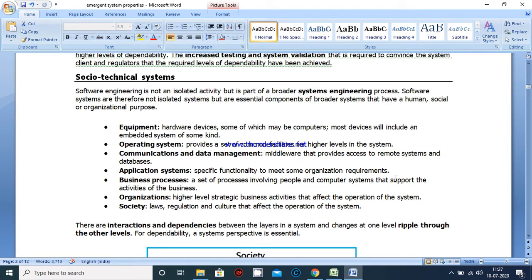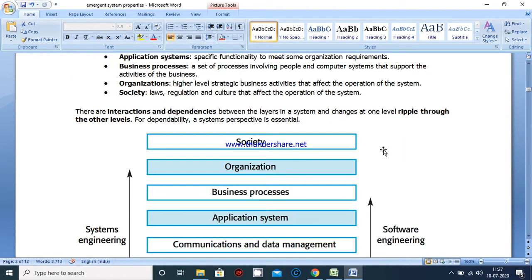Next, business processes, a set of processes involving people and computer systems that support the activities of the business. Next, organizations, higher level strategic business activities that affect the operation of the system. Next is society, meaning rules and regulations, laws, culture that affect the operations of the system. There are interactions and dependencies between the layers in a system, and changes at one level ripple through the other levels. For dependability, a system perspective is essential.